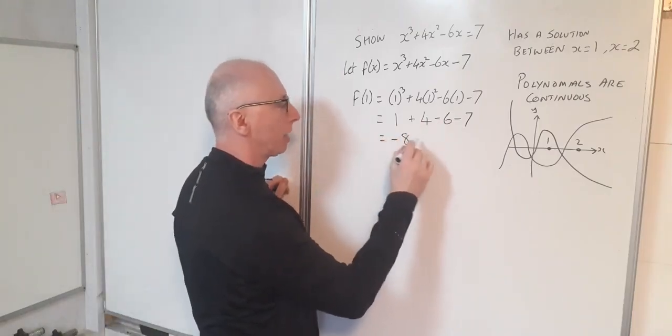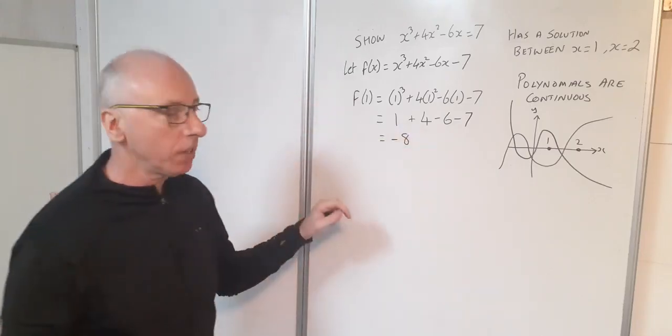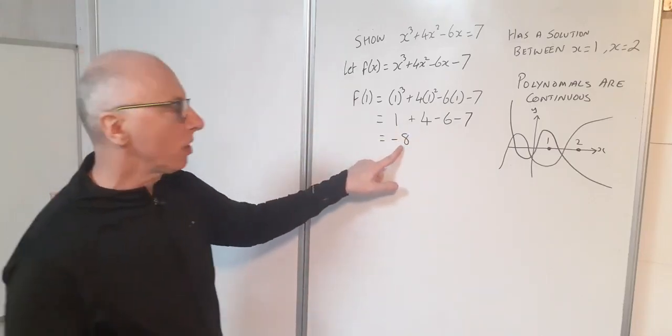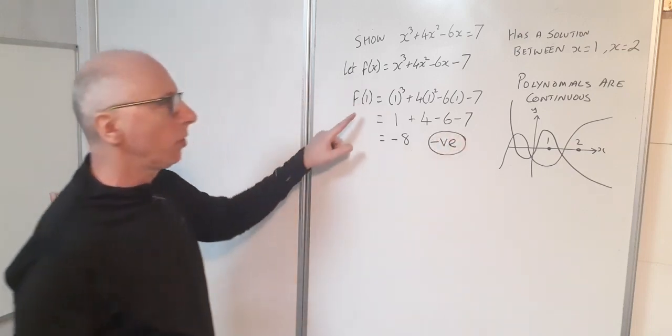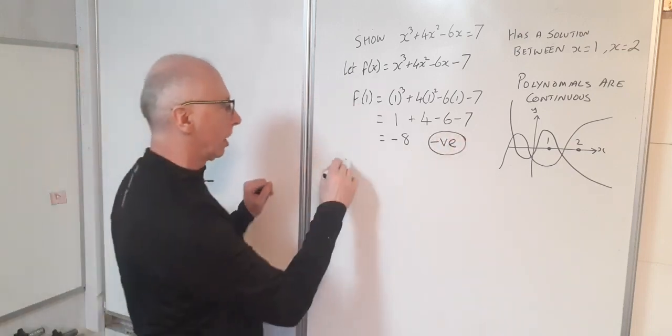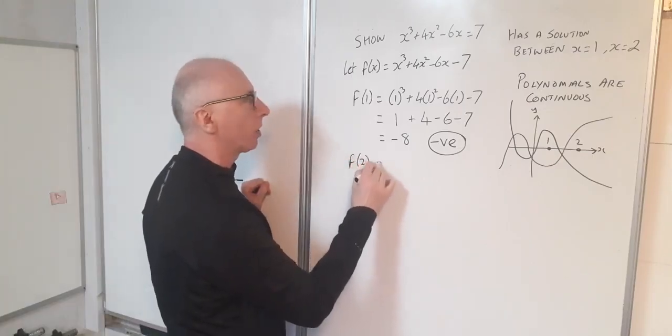So basically the key bit is here, not this calculation specifically, but we know that this is going to be a negative number. So that's negative. So what we're hoping for now is that f of 2 is positive. So let's see what happens when we do f of 2.